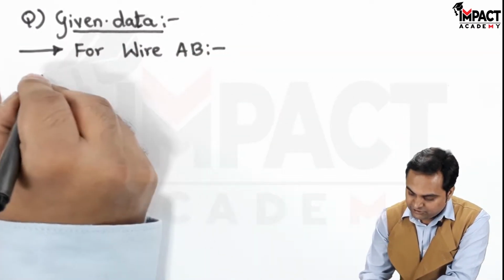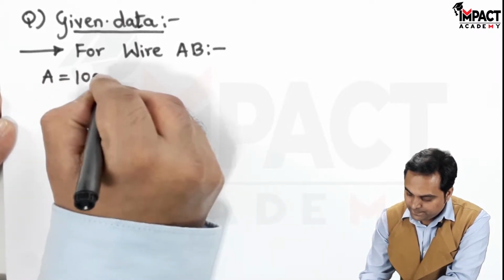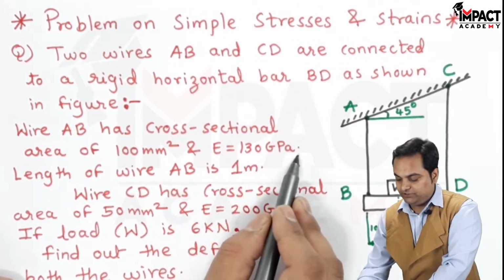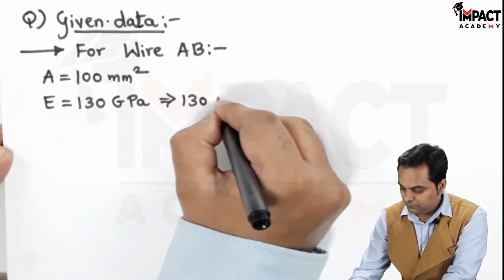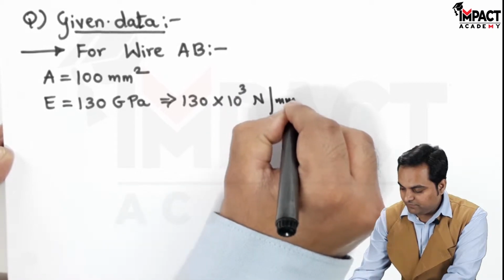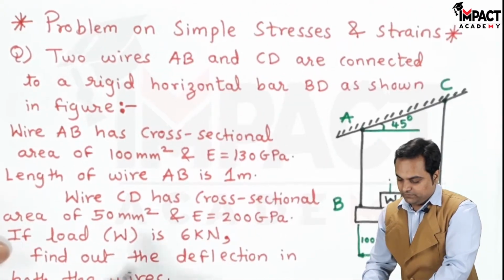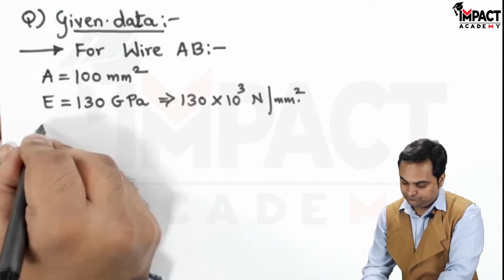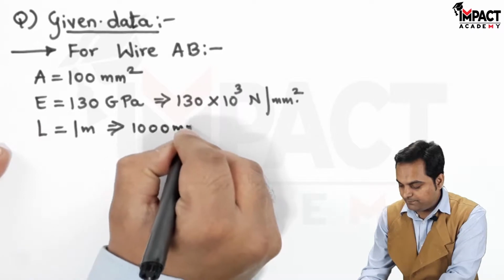For wire AB, the cross-sectional area is given, 100 mm square, and E, that is the Young's modulus, 130 GPa. So it is 130 into 10 raised to 3 Newton per mm square. Then the length of the wire AB is 1 meter. Its length is given. So it is 1000 mm.